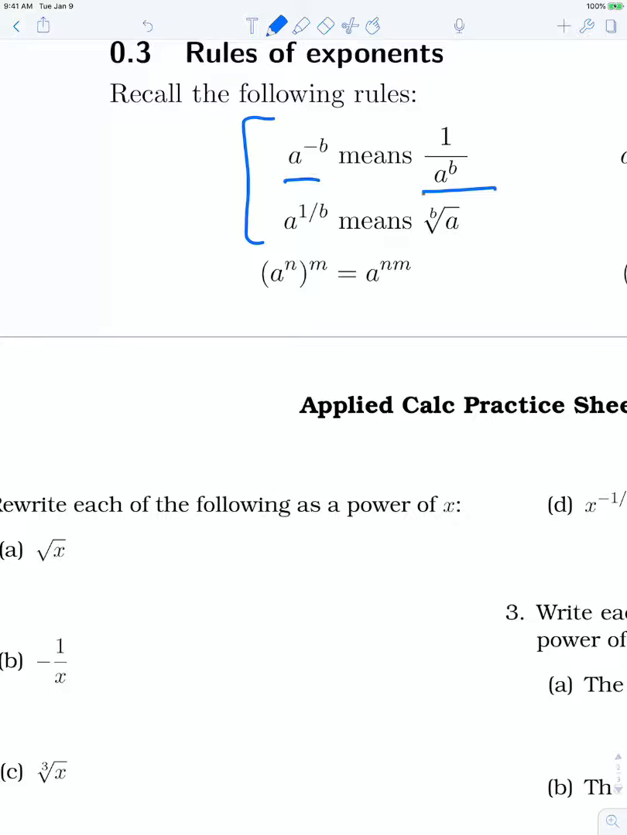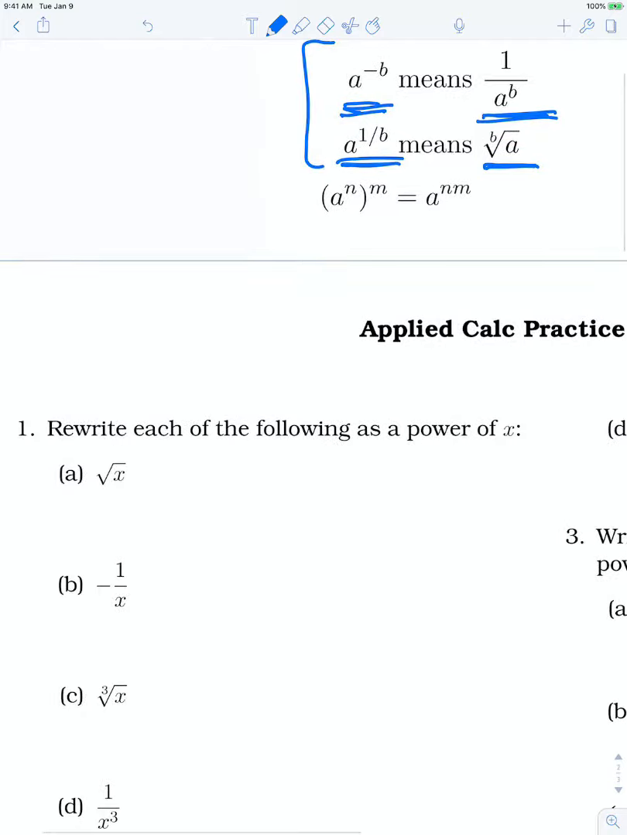We're going to start with 1 over something and we're going to rewrite it as a negative power. And similarly, we're going to start with something that's a root and we're going to rewrite it as a fractional power. And we're going to practice that and sometimes also combine them.